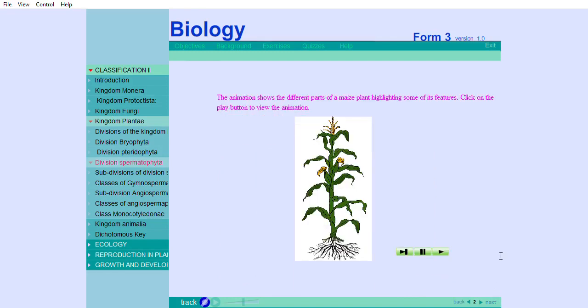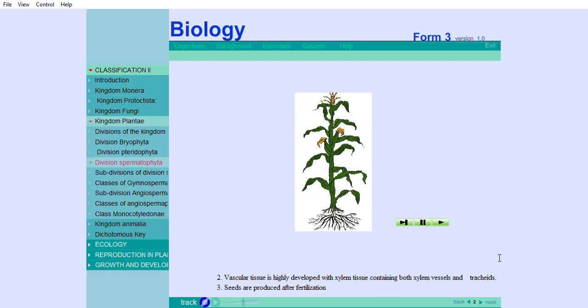They are referred to as the seed-bearing plants and share the following general characteristics. Plant body differentiated into roots, stems, leaves, and seed-bearing structures. The animation shows the different parts of a maize plant, highlighting some of its features. Click on the play button to view the animation.